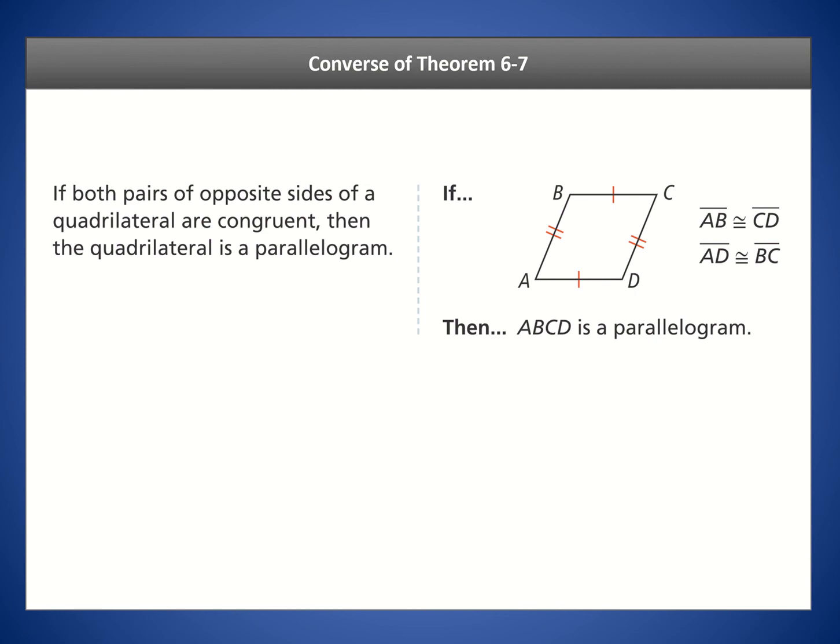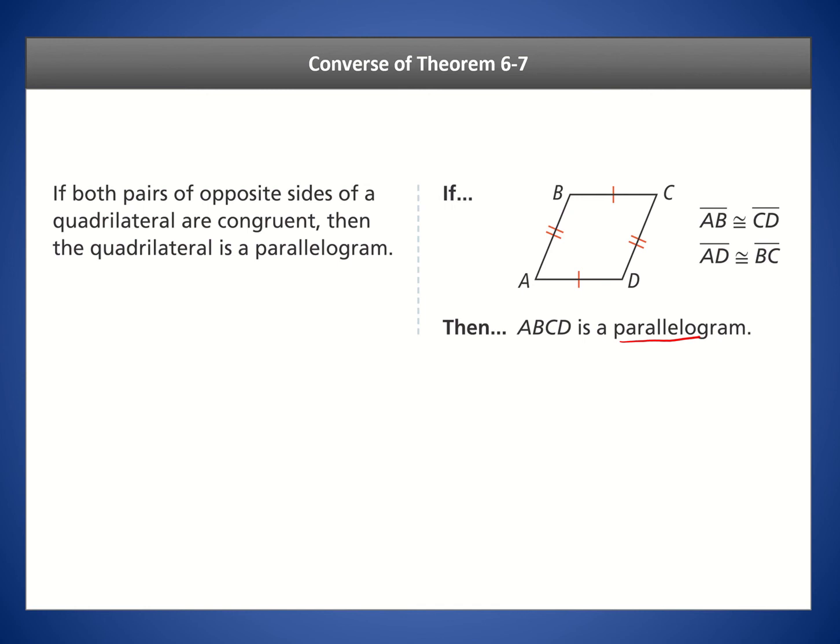So let's start with a theorem of a parallelogram. First off, a parallelogram is called such because you have two pairs of opposite sides that are parallel, and hence why it's called a parallelogram. Now here's the first theorem. This is actually a converse of a theorem we discussed in another lesson, the converse of theorem 6.7, which stated that if both pairs of opposite sides of a quadrilateral are congruent, then the quadrilateral is a parallelogram.